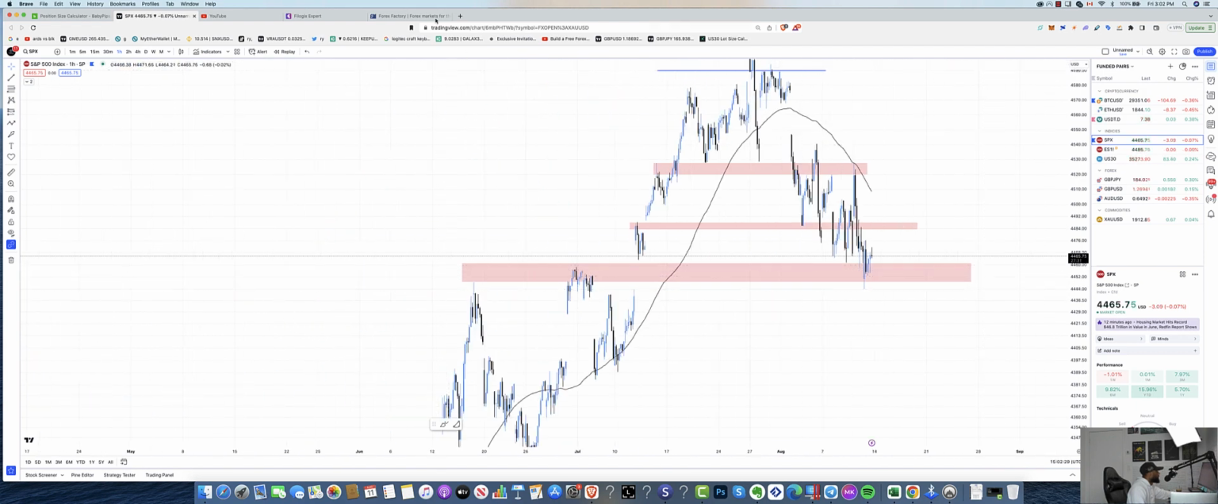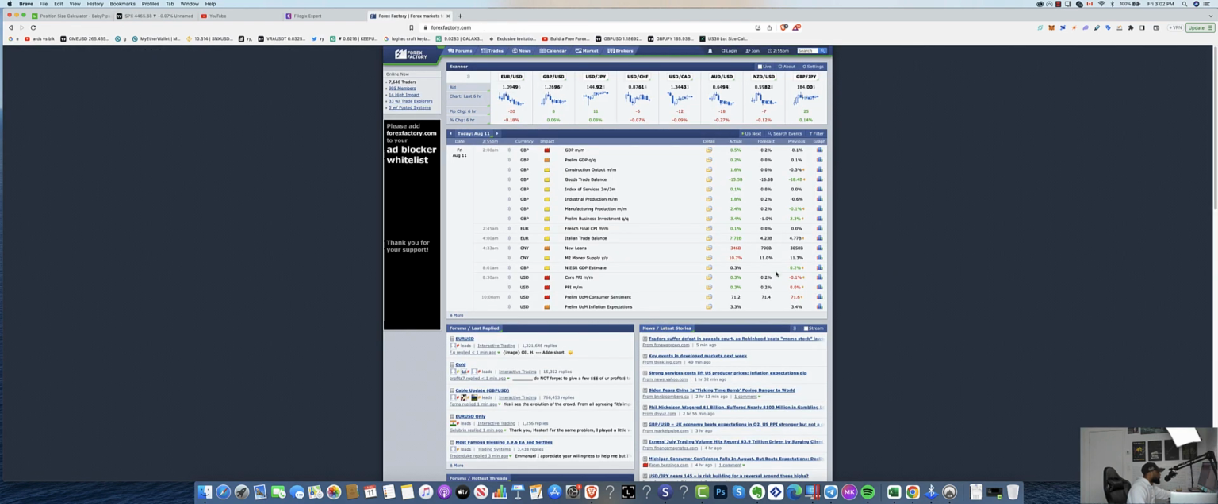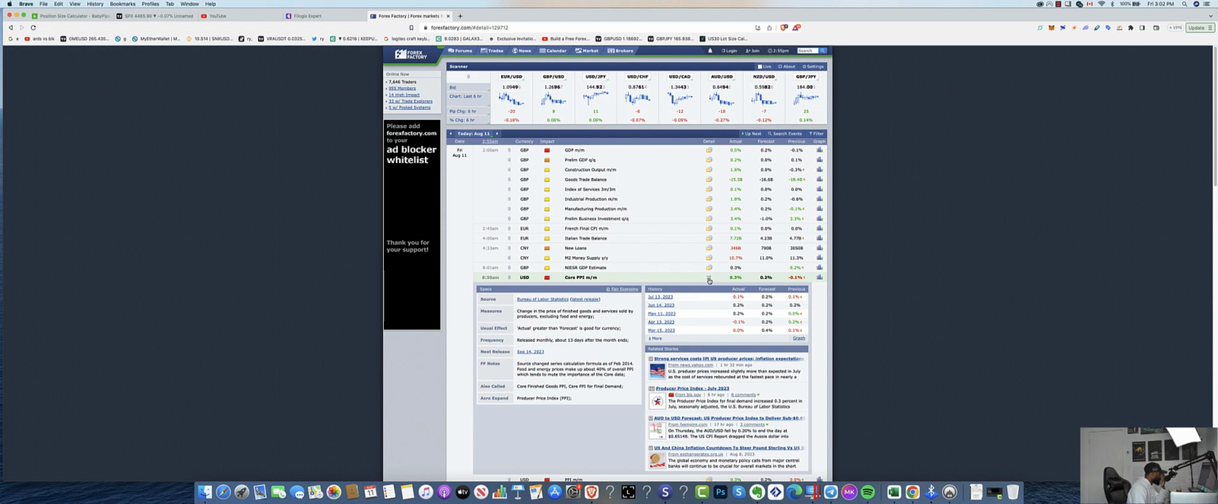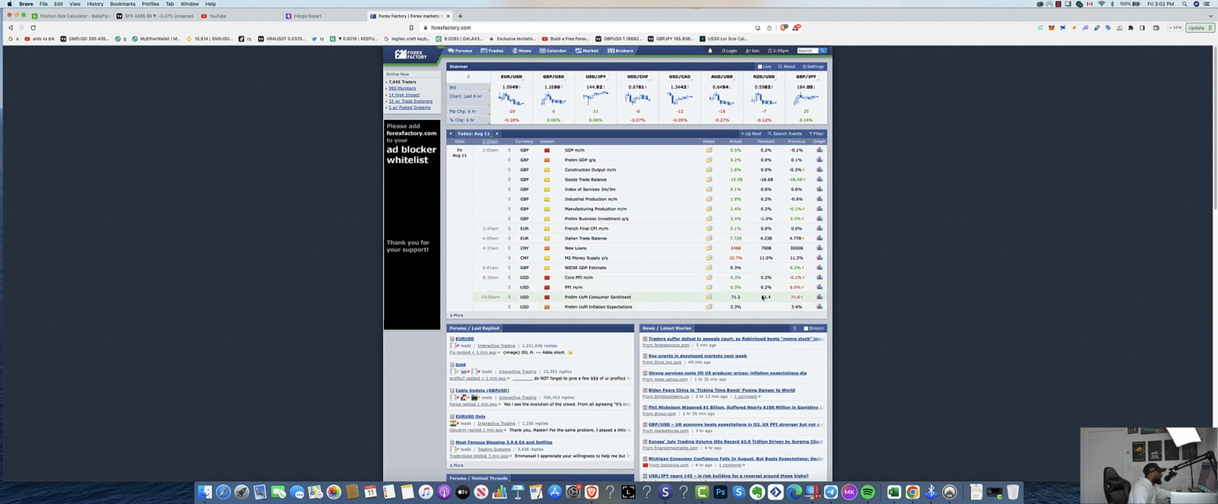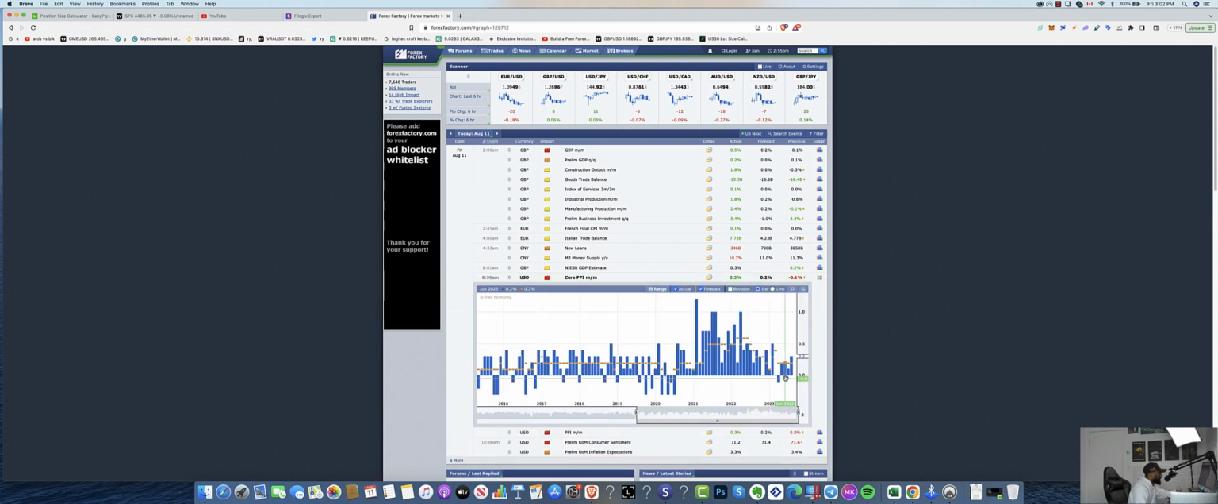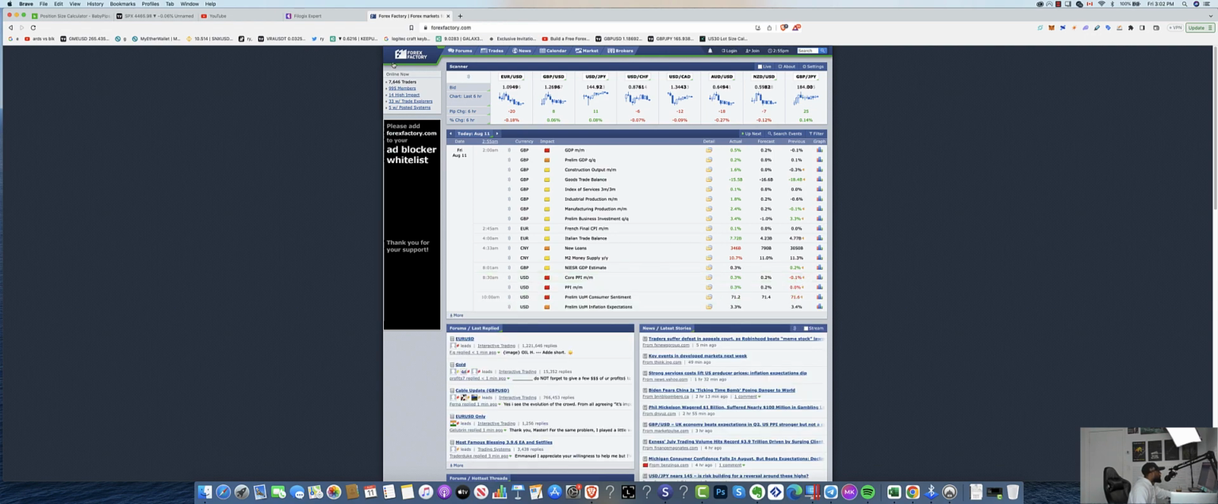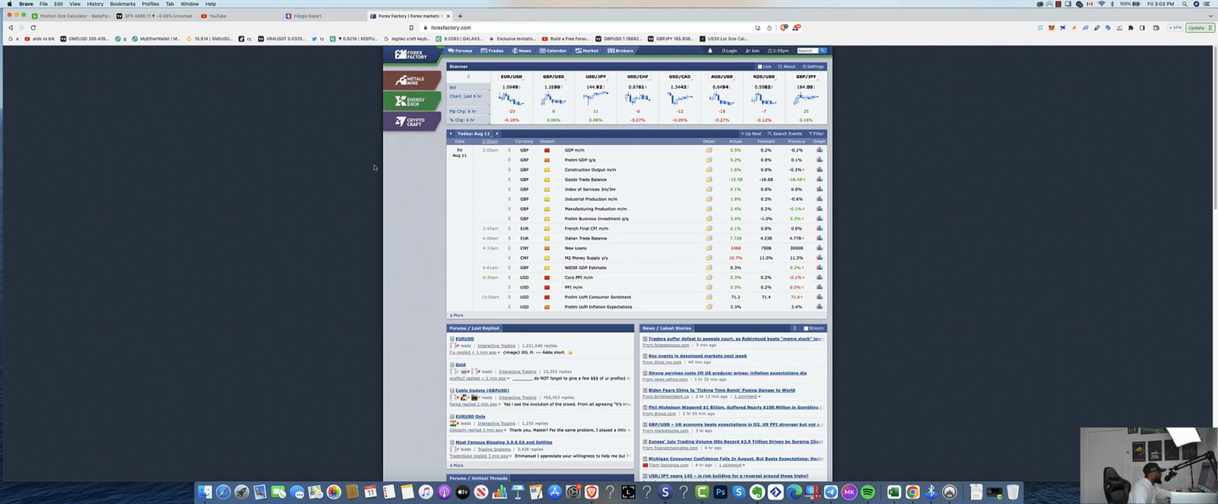We did have PPI and core PPI come out. The previous was 0.1, the forecast was 0.2, and we came in above it at 0.3 for the core PPI. Let's look at this chart here. You can see we did come above it, and that's all the news there was today.